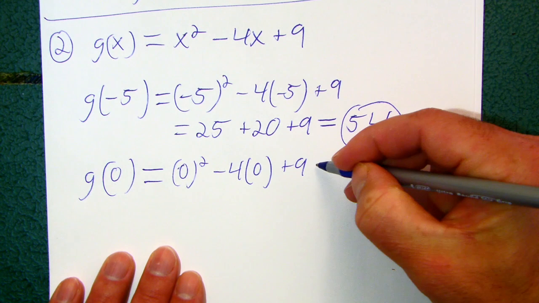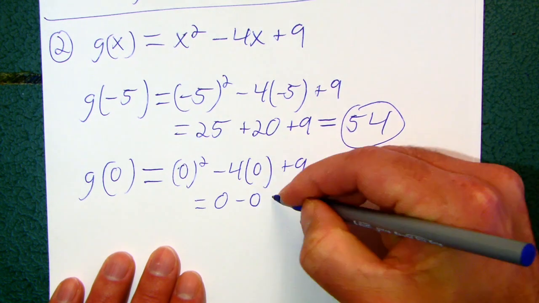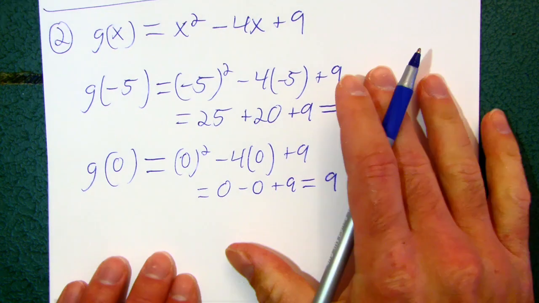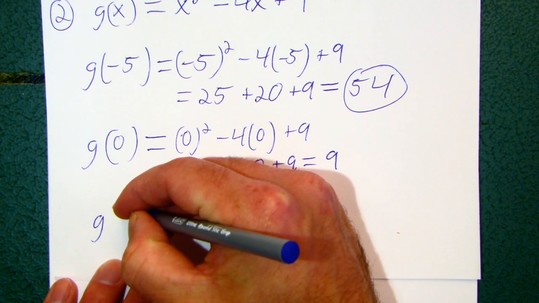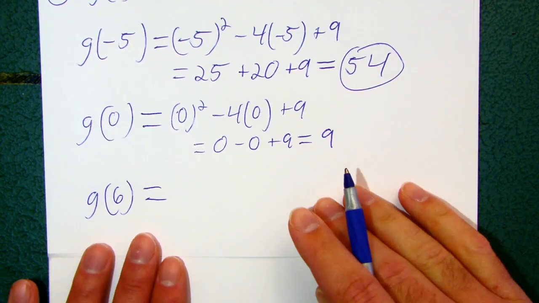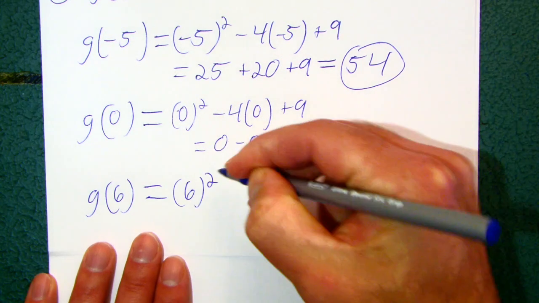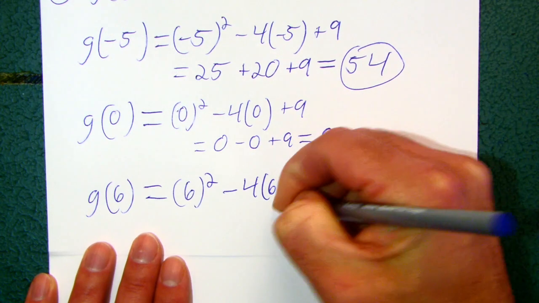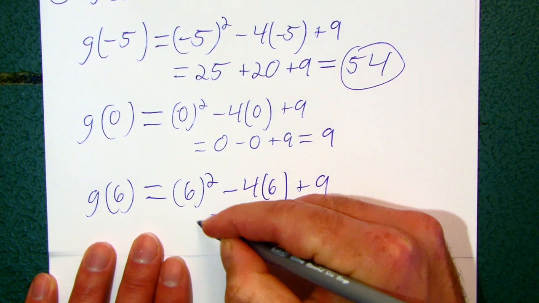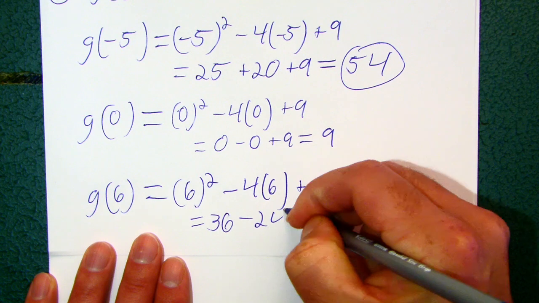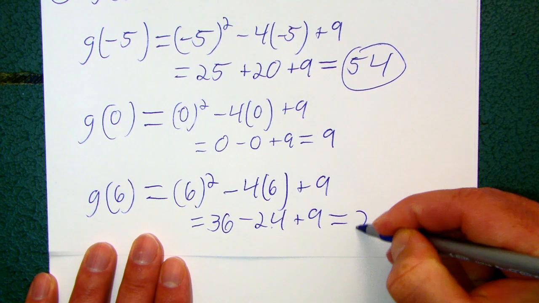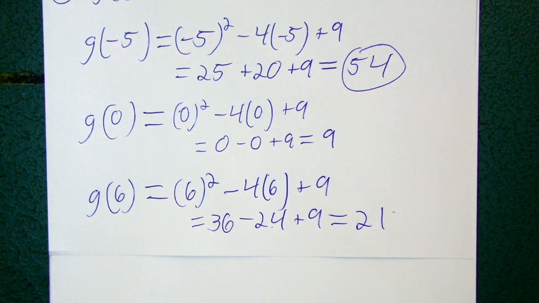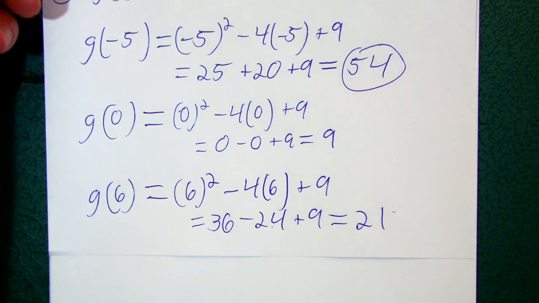So this is pretty easy here. It's just going to come out to 0 minus 0 plus 9. So just 9. Let's go with g of, how about 6? So that's going to be 6 squared minus 4 times 6 plus 9. So 36 minus 24 plus 9. 36 minus 24 is 12. 12 and 9 is 21. All right, so again, just substitute in, evaluate. Big thing is just remembering those order of operations.